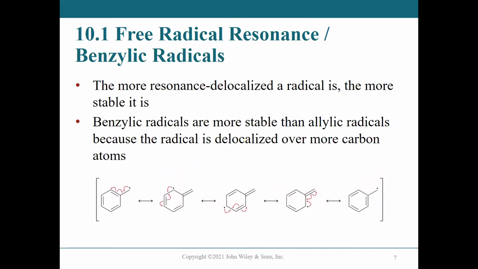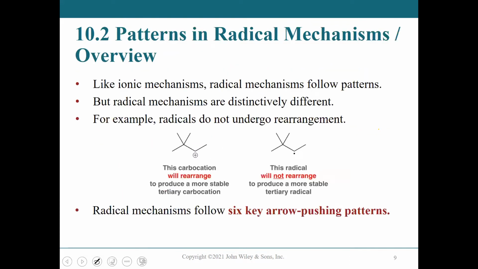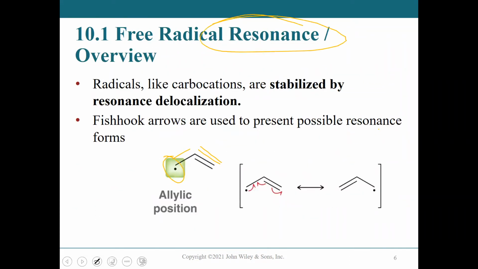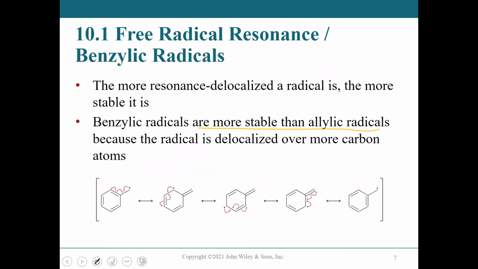Benzylic radicals are very important because they are more stable than allylic radicals. Allylic is this one that I showed you before, this short one, because it's only one position conjugated. But if you have a series of sequential double bonds, that makes it more stable. One of them is benzylic. Benzylic is part of a benzene ring. It's more stable because the radical is delocalized over even more carbon atoms.